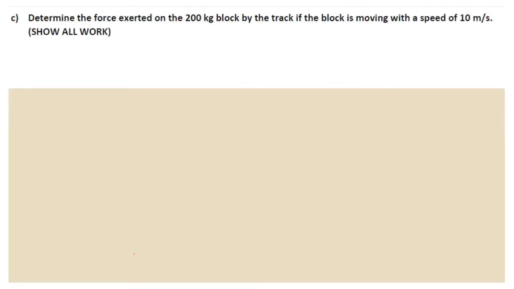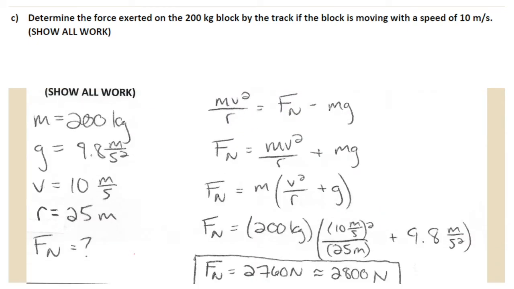Part C says determine the force exerted on the 200 kilogram block by the track if the block is moving with the speed of 10 meters per second. And so here, this is a pretty straightforward problem-solving question now that we have the equation from the previous part. And so your work should look a little something like this.